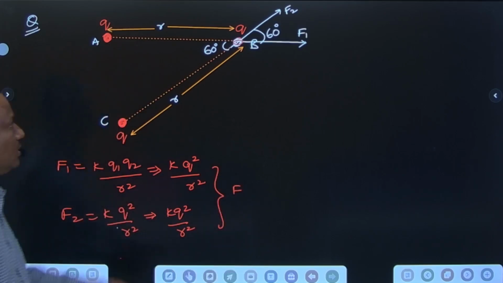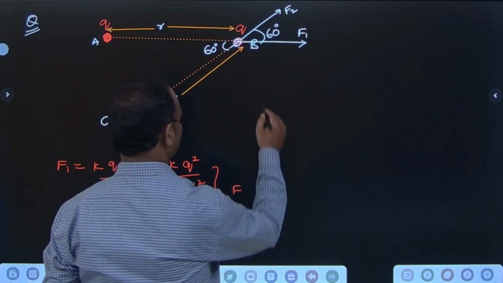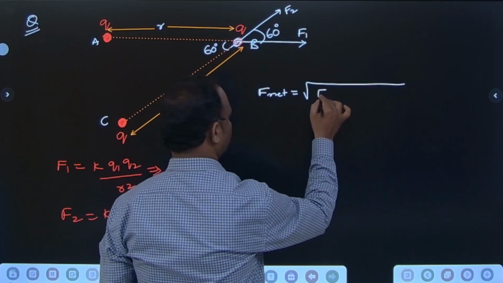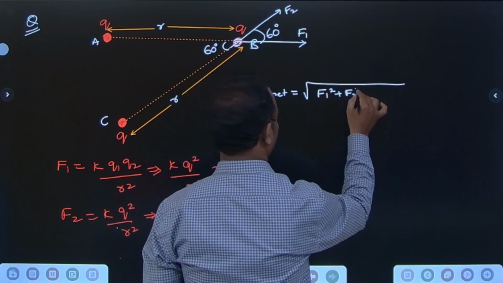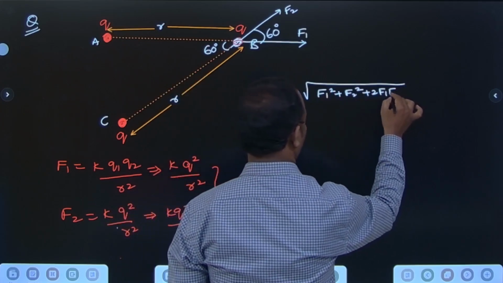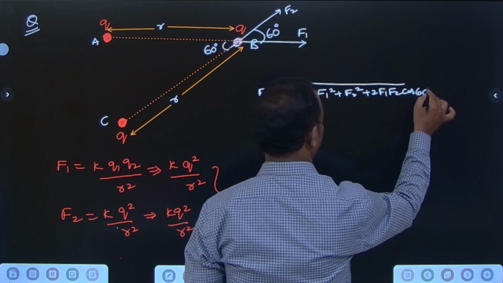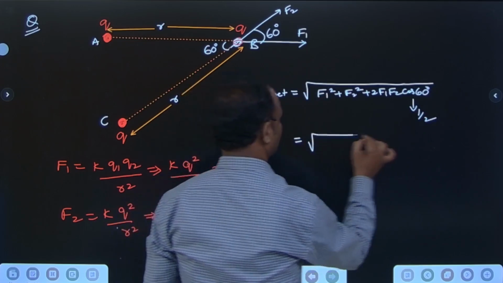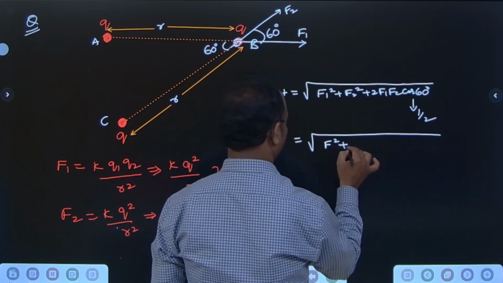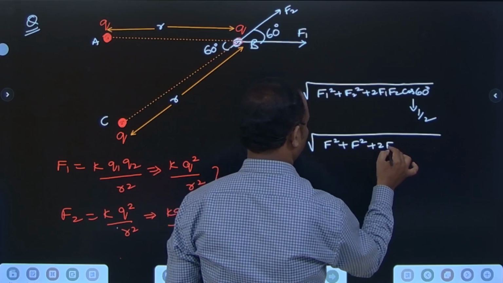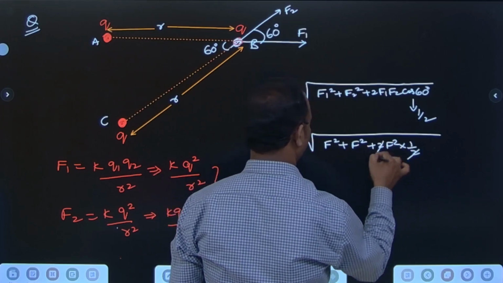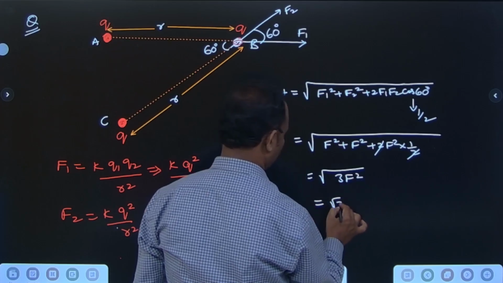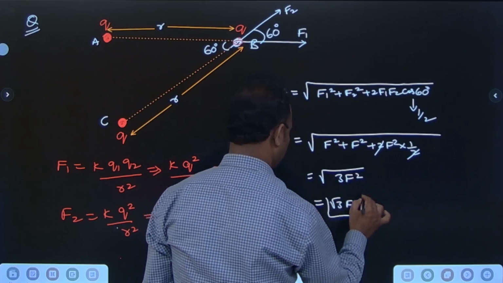Now two vectors are acting from the same point. The net force is equal to the square root of F1 square plus F2 square plus 2 F1 F2 cos 60 degrees. Cos 60 is 1 by 2, so it is the square root of F square plus 2F square times 1 by 2. The 2 cancels, and the square root of 3F square is root 3 F. That is your answer.